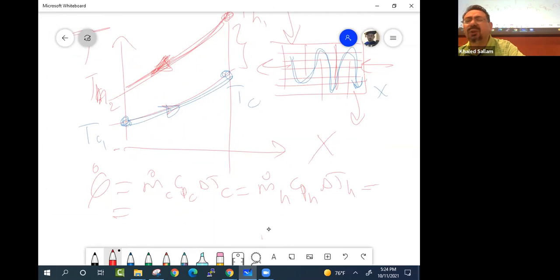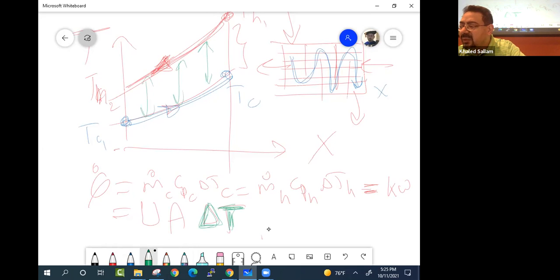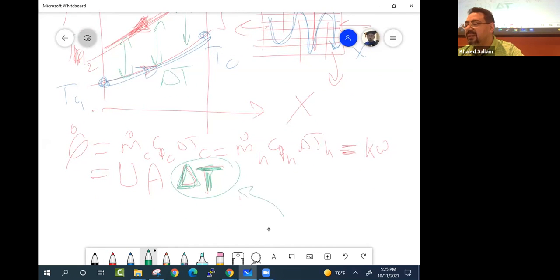Units of q dot is kilowatt, right? So the kilowatt is U A delta T. And that delta T, let me make it in green, that delta T that we are referring to is this. This is the delta T. It's the delta T between the hot and the cold, right? And so that is basically the problem of this delta T, right?